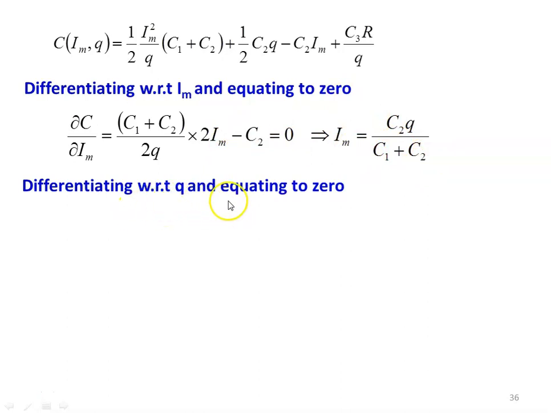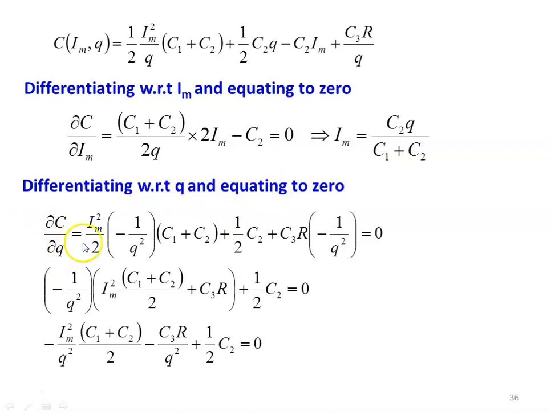Then, differentiating with respect to Q and equating to 0. So, dou C by dou Q equal to IM square into C1 plus C2, differentiating 1 by Q, it is minus 1 by Q square, plus 1 by 2 C2, differentiating Q equal to 1. The term with IM is constant, so it becomes 0, plus C3 R into differentiating 1 by Q, which is minus 1 by Q square, equal to 0. Then combining the terms, this becomes minus IM square by Q square into C1 plus C2 by 2, minus C3 R by Q square, plus 1 by 2 C2 equal to 0.